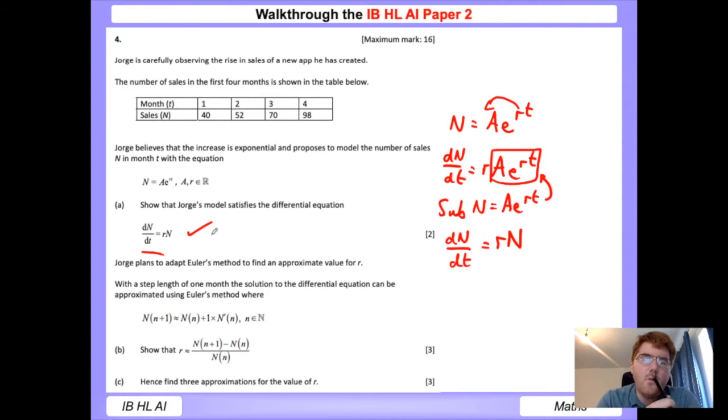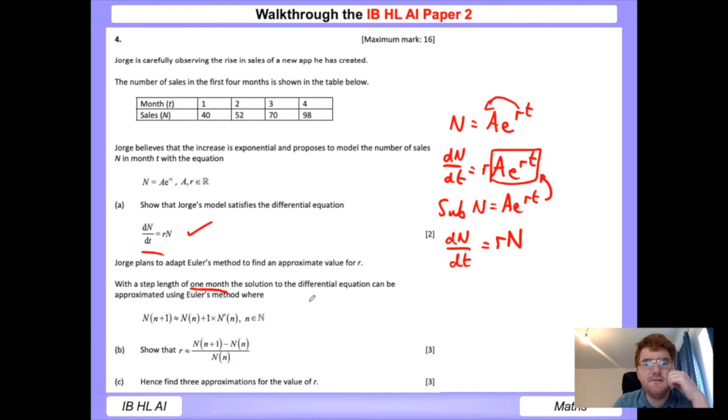Now, there's an interesting way they've approached the rest of the question here. They've done an Euler's method question, but they've actually done it for you in certain steps to also fit in some statistics as well. So we're given an adaptation of Euler's method. So we're using a step length of 1 month. So let's keep that in mind. We'll talk about that right at the end.